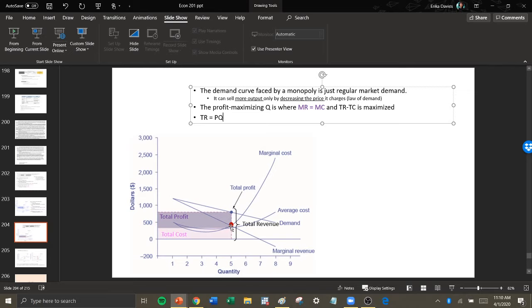The point where marginal revenue equals marginal cost is going to slice our revenue into two sections, total profit and total cost. Total revenue equals price times quantity, and it also equals profit plus cost.